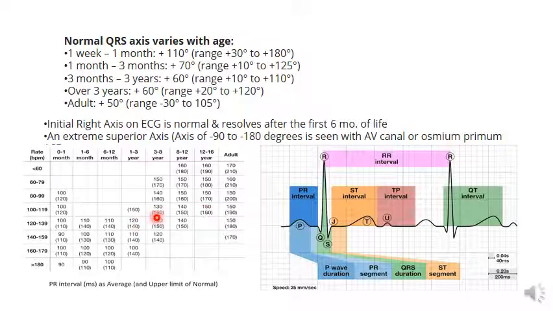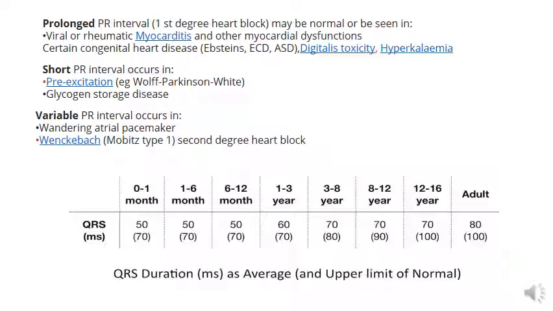Here you see the PR interval in milliseconds. You can check it, and also this one. Each color represents some interval according to the ECG tracing. Prolonged PR interval, first degree heart block, may be normal or be seen in viral or rheumatic carditis and other myocardial dysfunction, certain congenital heart diseases like Ebstein, endocardial cushion defect, ASD, digitalis toxicity, and hyperkalemia. You see the PR interval is prolonged.